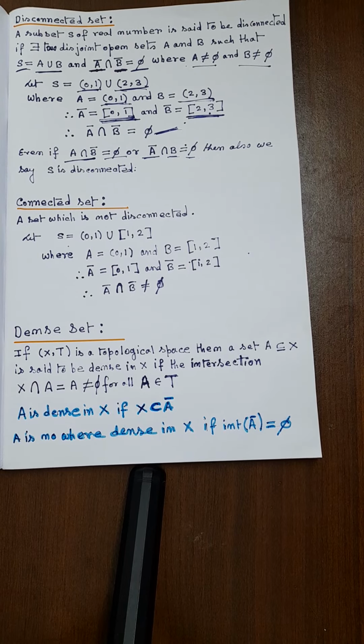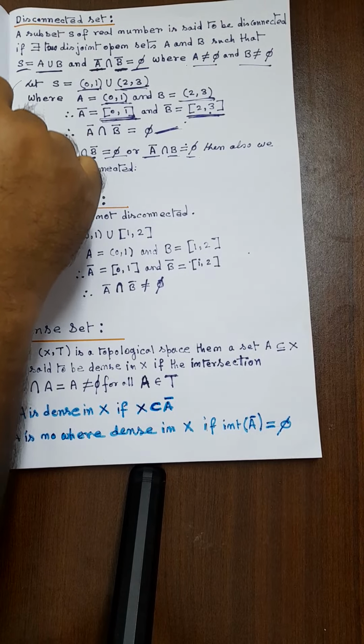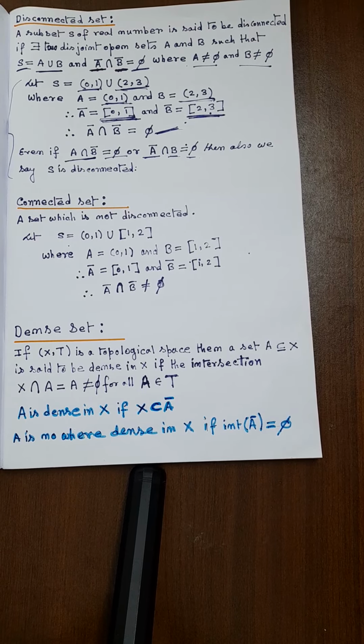Again, I am going through it: a subset S of the real numbers is said to be disconnected if there exist two disjoint open sets A and B such that S equals A union B, and the closure of set A intersection the closure of set B equals phi, where A and B are not equal to phi. And I have given you the example, so please go through it, concentrate, and you will understand. Okay, no problem with that.